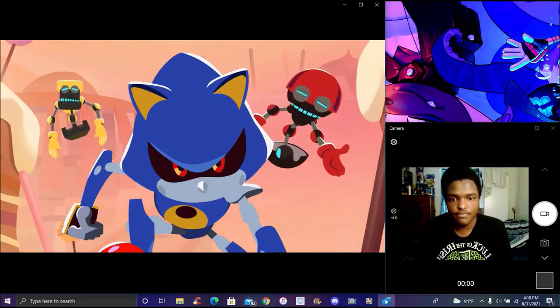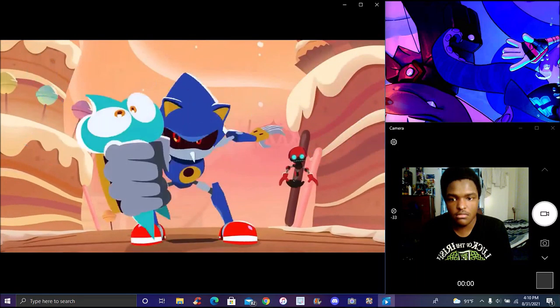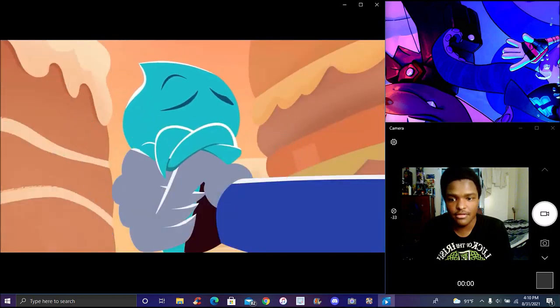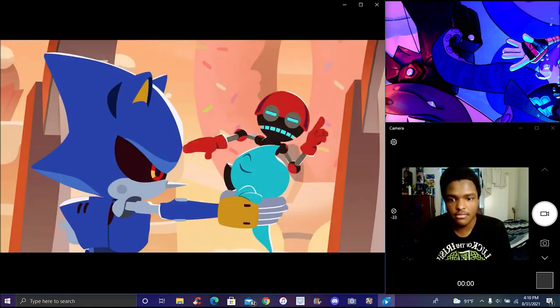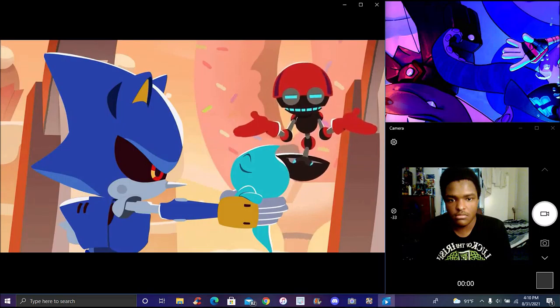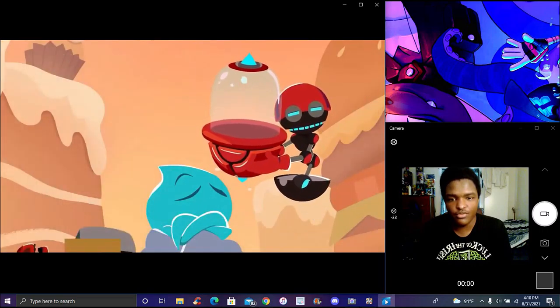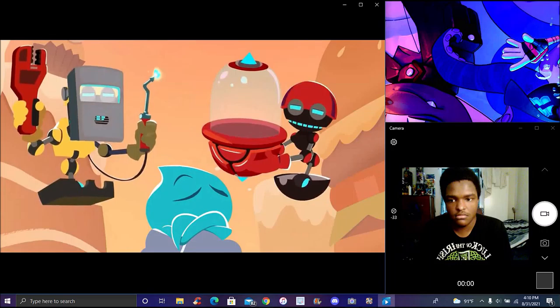The Wisps can share their power with someone they trust. Oh. I don't think it wants to share its power with you. I mean, if it works for Sonic. All around that.